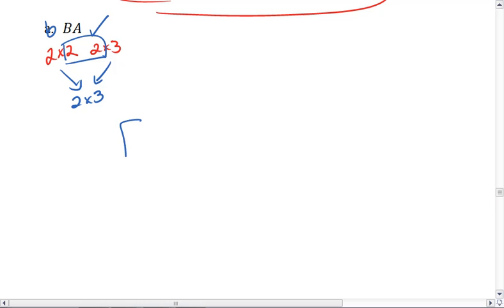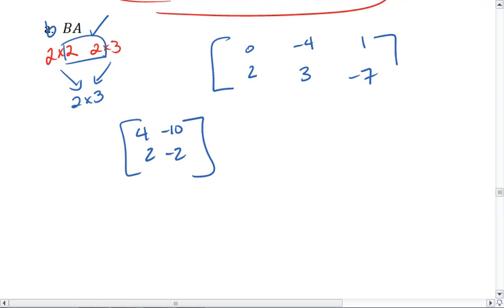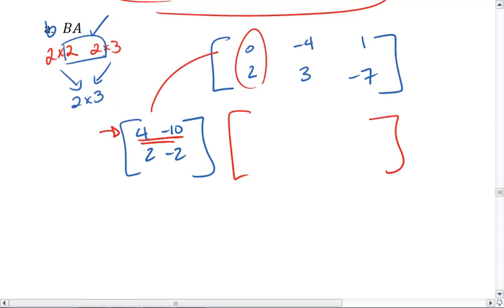So I take matrix B, which is 4, negative 10, 2, negative 2. I'm going to multiply through by matrix A, which is 0, negative 4, 1, 2, 3, negative 7. To fill in the first row of my product matrix, I focus on the first row of B, and now I will go column by column down A. I want to match up the elements. 4 times 0 is 0, negative 10 times 2 is negative 20.